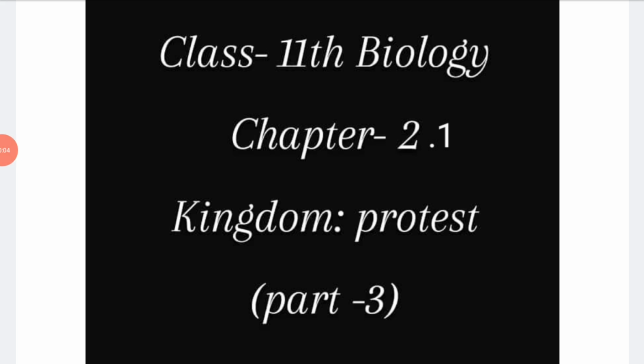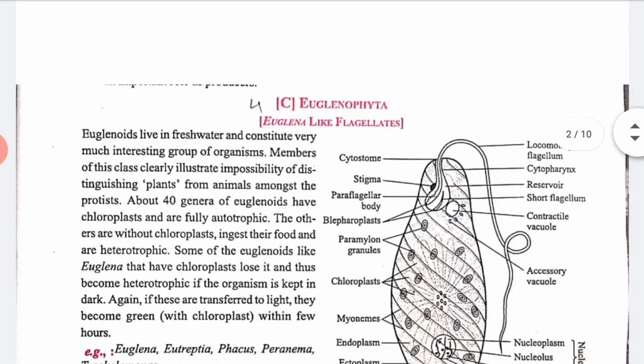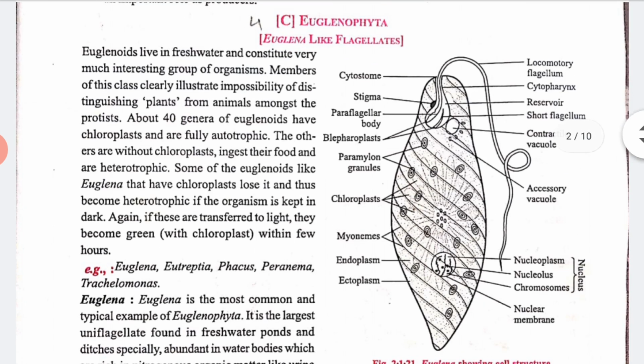Today we are going to learn about euglenophytes. Okay, so let us start. What are euglenophytes? Euglenoids are a type of organism. Generally they live in fresh water and constitute a very interesting group of organisms. Members of this class clearly illustrate the impossibility of distinguishing plants from animals among the Protista.